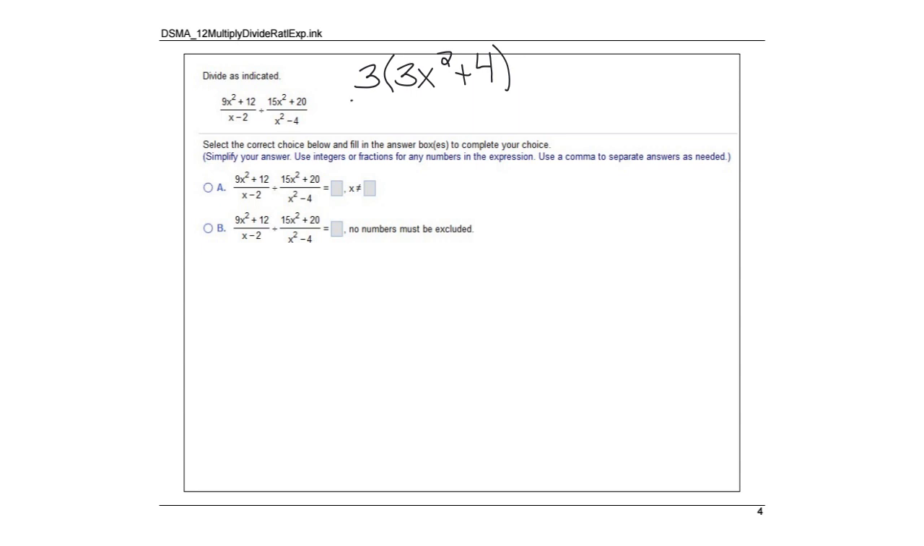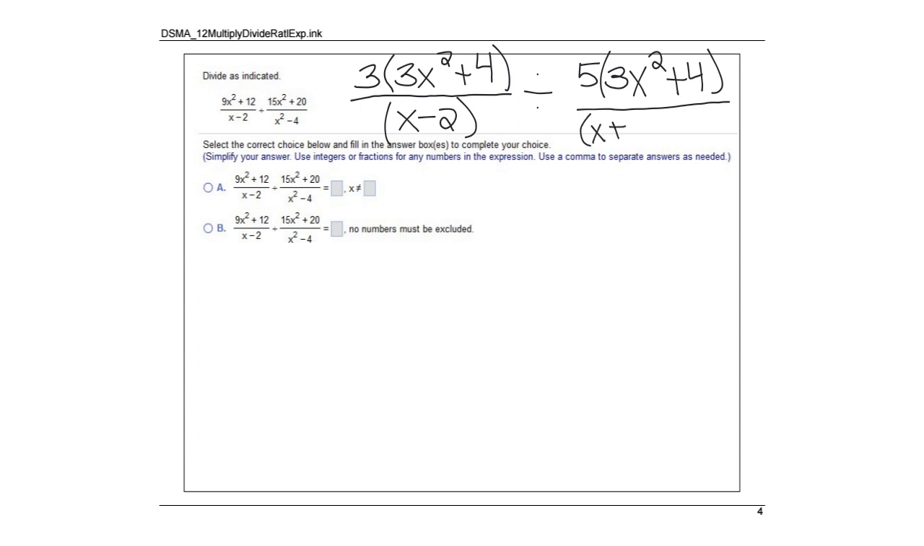Okay, so we still have that x minus 2 on the bottom. Then we have division. On the next numerator, looks like I can pull a 5 out of there. And that leaves me with 3x squared plus 4, that same thing. Now, on the bottom, though, let me put parentheses here. I have a difference of squares. I have x squared minus 4. So that gives me (x + 2)(x - 2).